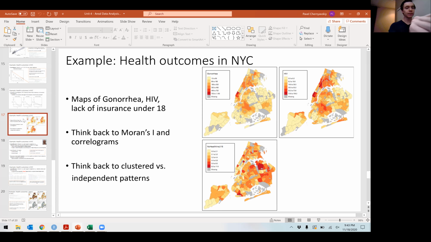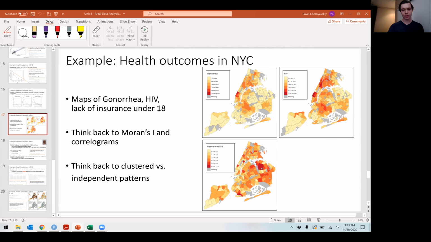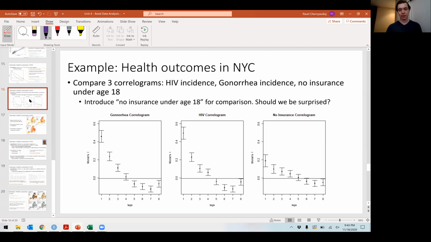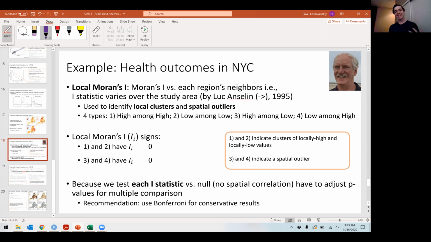And then for comparison's sake, I put in this no health insurance under 18 example to be something pretty different. And although we detected statistically significant, technically, autocorrelation, the autocorrelation is far weaker than the other two. So the global Moran's I assumes stationarity, that the nature of spatial autocorrelation is sort of the same across the entire region.